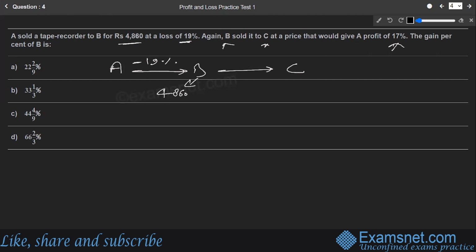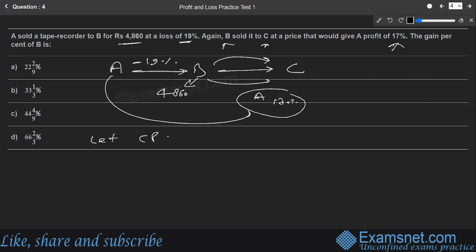And then B sold it to C at a price which would have given A a profit of 17%. So whatever profit A would have assumed of 17%, that would have been the deal price between B and C. So this is how the question has been framed. So let us try to understand. Let us take it one by one.